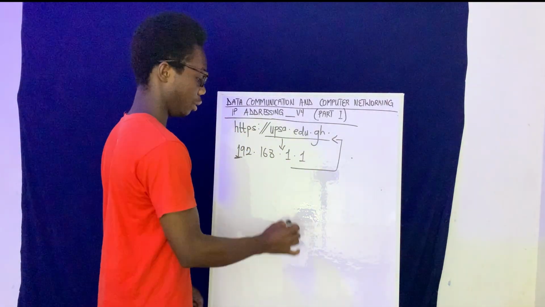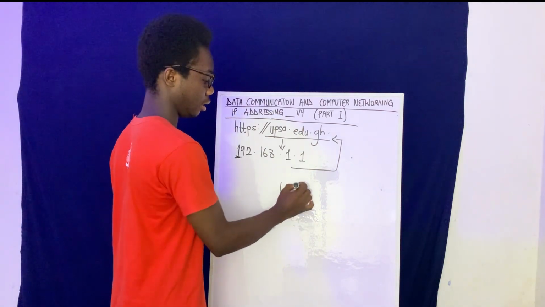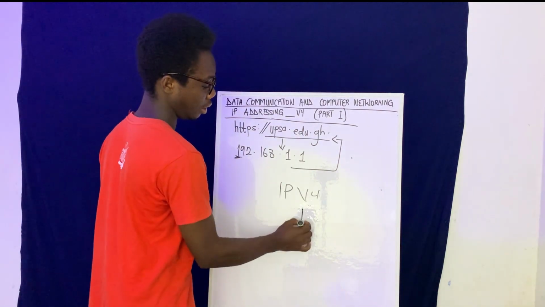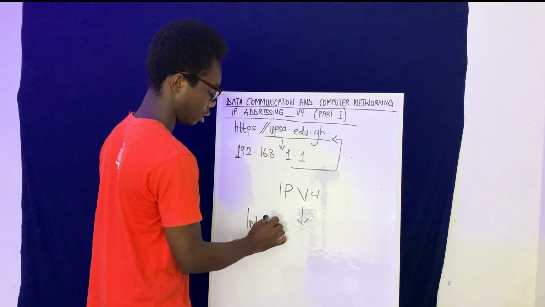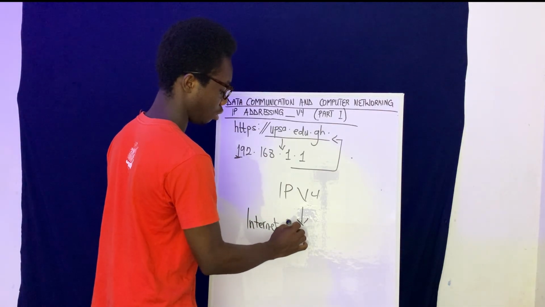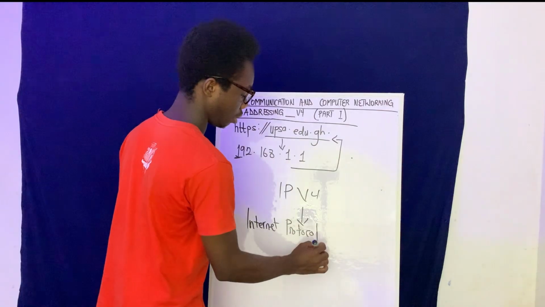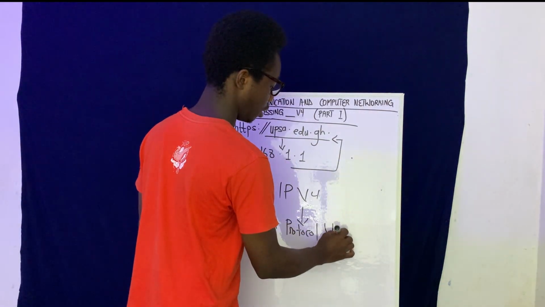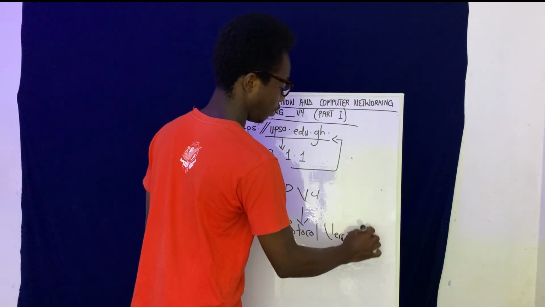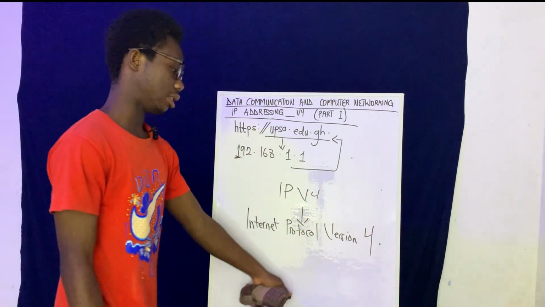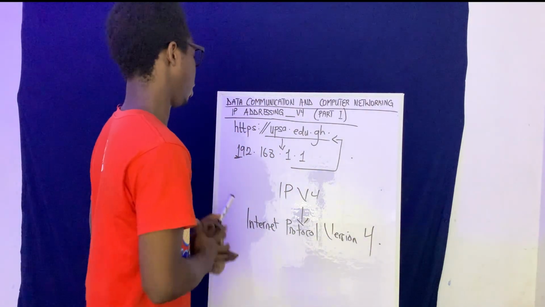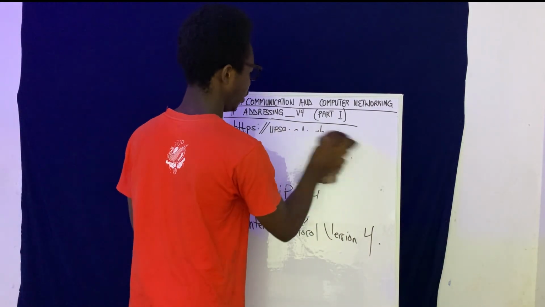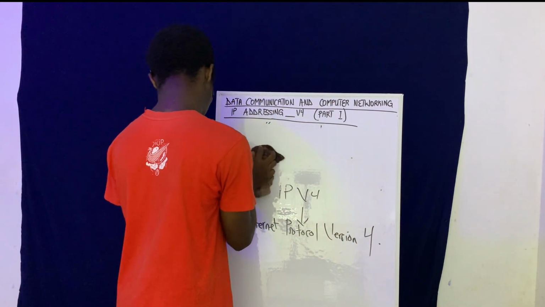So when you write something like this, this is the meaning: Internet Protocol version 4. So this is the meaning of IPv4. Now let's move on.